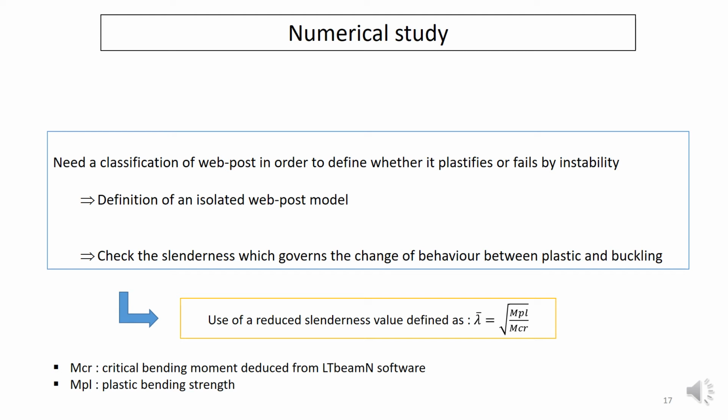This relative slenderness is defined as described in Eurocode 3 for lateral buckling, with the square root of the ratio between the critical bending moment and the plastic strength. The critical bending moment is directly obtained via the free software developed by the CTICM, LTBeam-N.